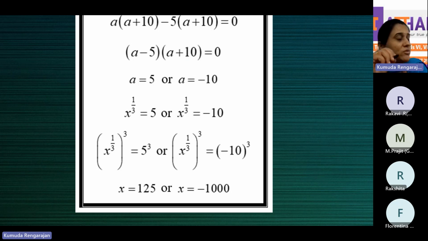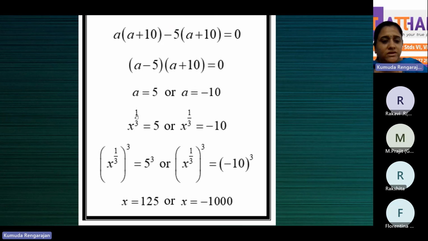Supposing it was x to the power 1 by 4, then you should raise both the sides to the power 4. If it was 1 by 5, raise both the sides to the power 5. So accordingly, not always raising both the sides to the power 3. It depends on what you have. So here, because we have 1 by 3, we raise both the sides to the power 3.